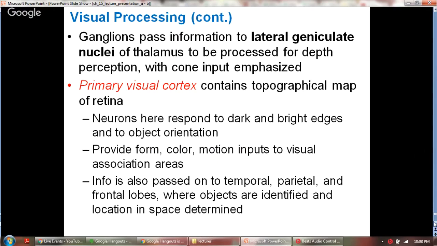During visual processing, the ganglion cells pass information to the lateral geniculate nuclei of the thalamus to be processed for depth perception, and to the primary visual cortex, which contains the topographical map of the retina. There, the neurons respond to dark and bright edges and to object orientation, and provide form, color, and motion inputs to visual association areas. The information is also passed on to the temporal, parietal, and frontal lobes as well.